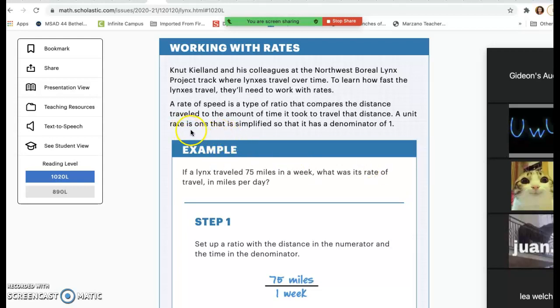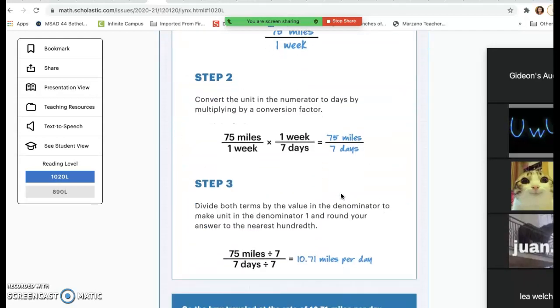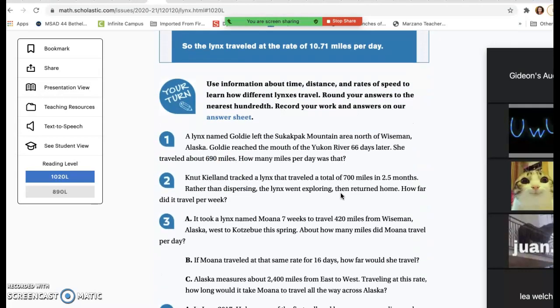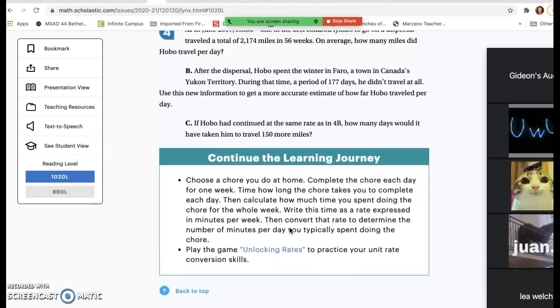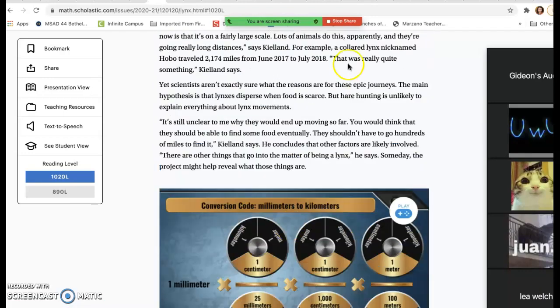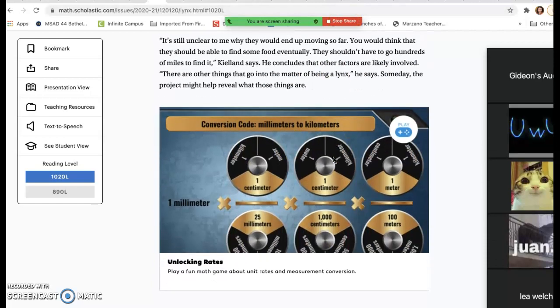A unit rate is one that is simplified so that it has a denominator of 1. So tomorrow, we're going to look more at this process of doing unit rates so that then we can use these unit rates to answer the rest of these questions. Okay, and these questions have been posted in a different format on your Google Classroom. And this is the Unlocking Rates game that I also posted on your Google Classroom.